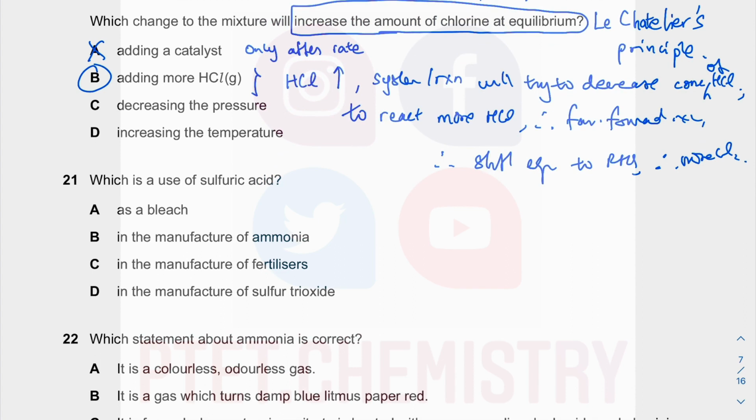21. What is the use of sulfuric acid? So we don't use it to manufacture ammonia, obviously. We don't use it to manufacture sulfur trioxide. We use sulfur trioxide to make sulfuric acid. Cl2 is used as a bleach. So sulfuric acid is just used to make fertilizer. Not as fertilizer because it will make your soil acidic, but you use it to make fertilizer.